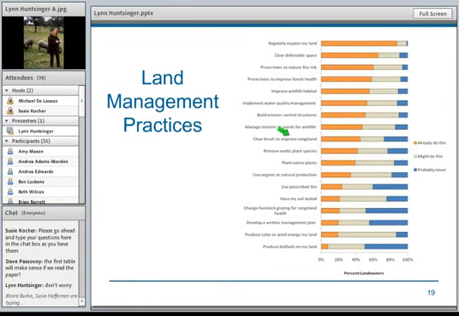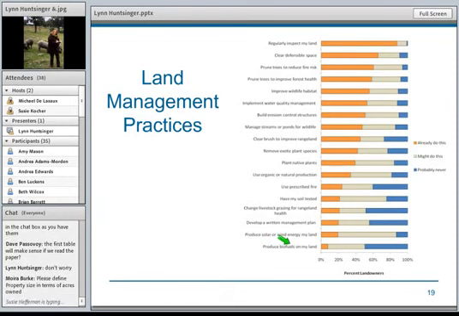If you look at the land management practices that we looked at for each of these groups, we had all kinds of land management practices that people carried out, including "I regularly inspect my land." Most people do that. "I produce biofuels on my land." Very few people do that. Orange means they're already doing it. Beige means they might do it. And blue means forget it.